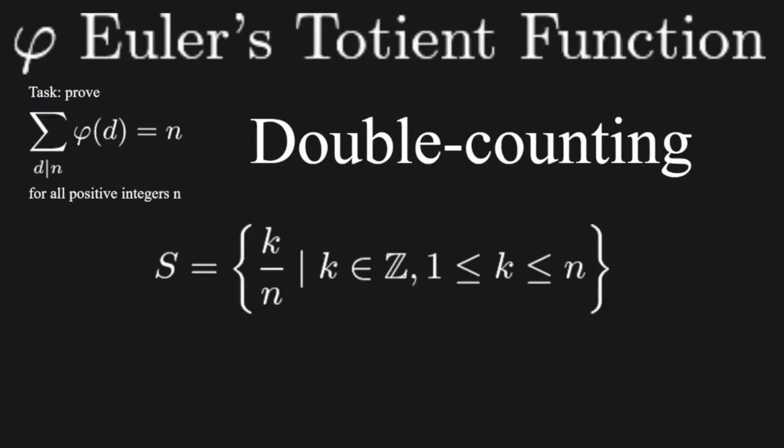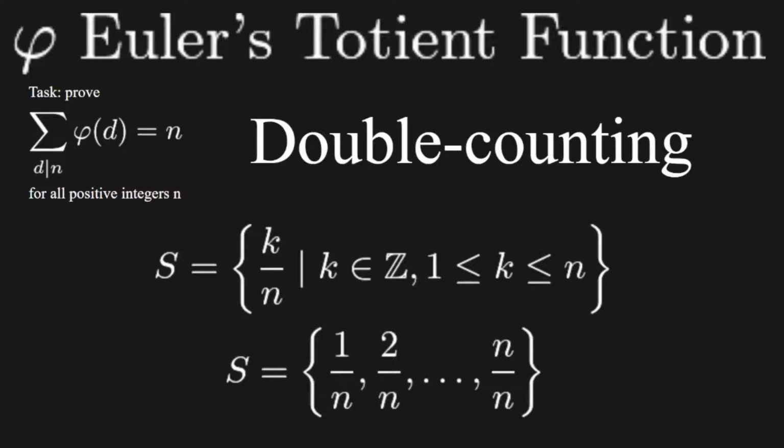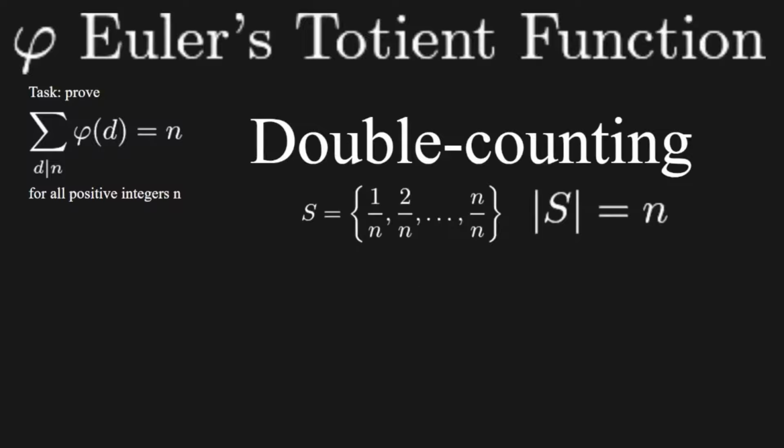The set we're going to be double counting on is this set, that is, the set of all rational numbers greater than 0 and less than or equal to 1, with denominator n. First, notice that the size of S is equal to n. This is because the numerator can be any integer from 1 to n inclusive. Now, as you may expect, we're going to prove that the size of S is also equal to the left-hand side of the equation we're trying to prove.